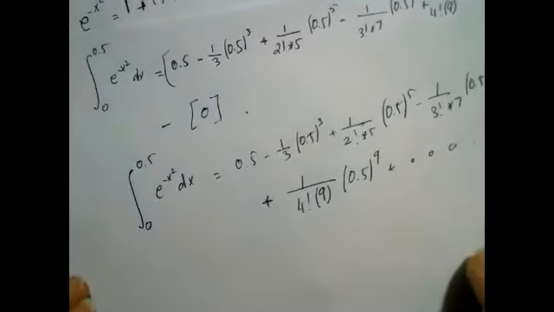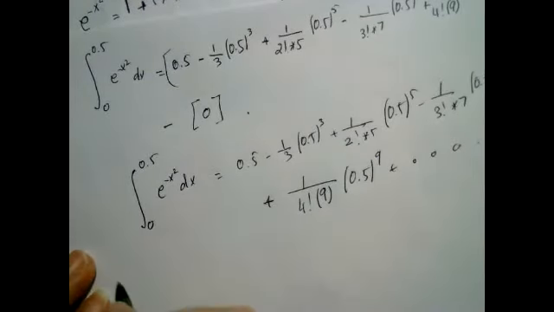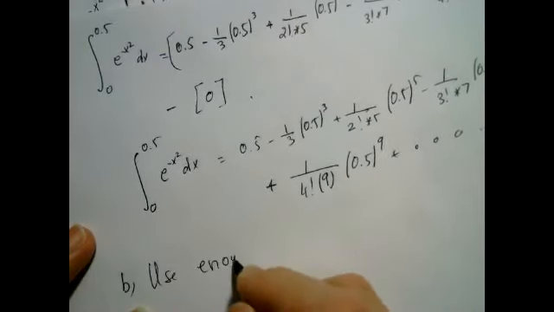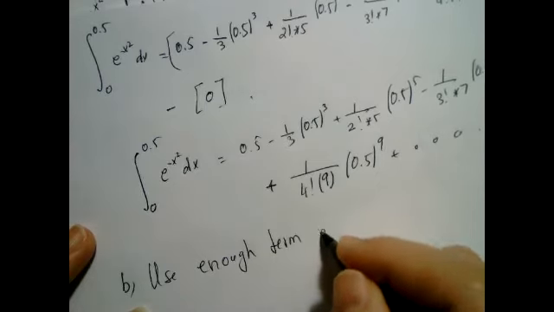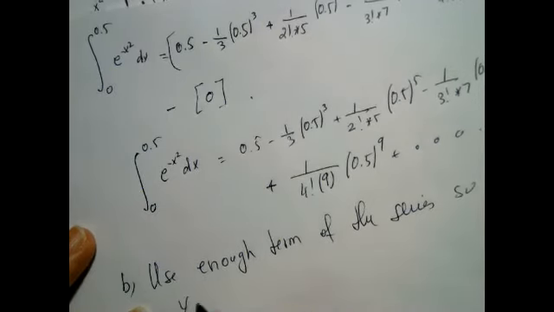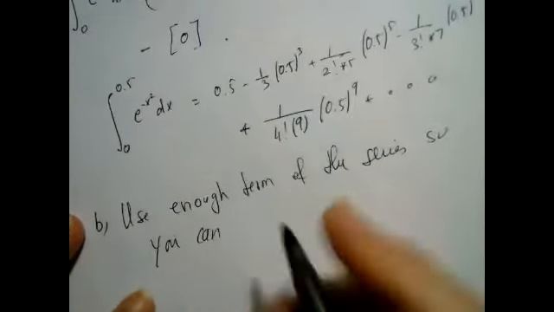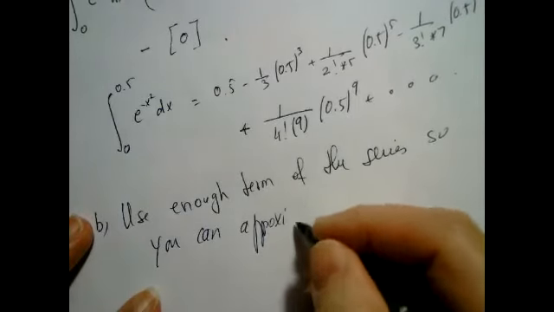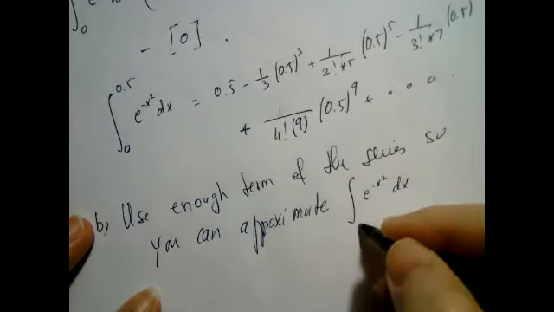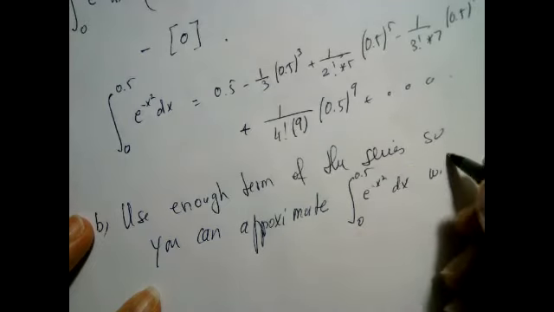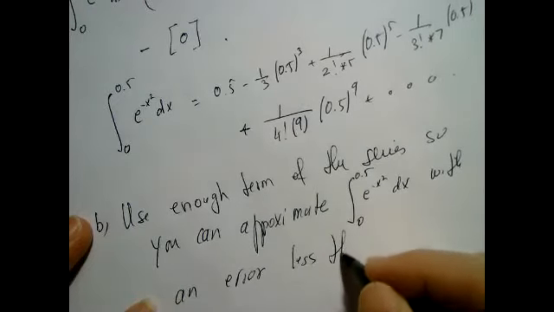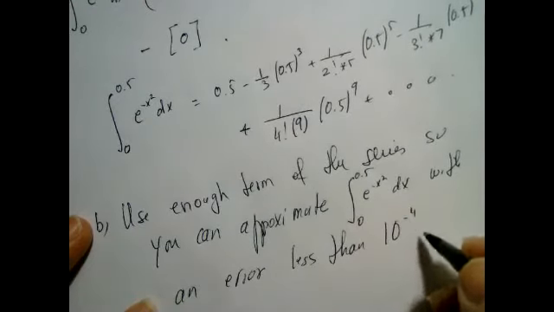All right. Now my second question is the following. It's a bit harder, but it's not too bad. Question number 2. Use enough terms of the series so you can approximate the integral, the definite integral, with an error less than 10 to the minus 4. Okay.